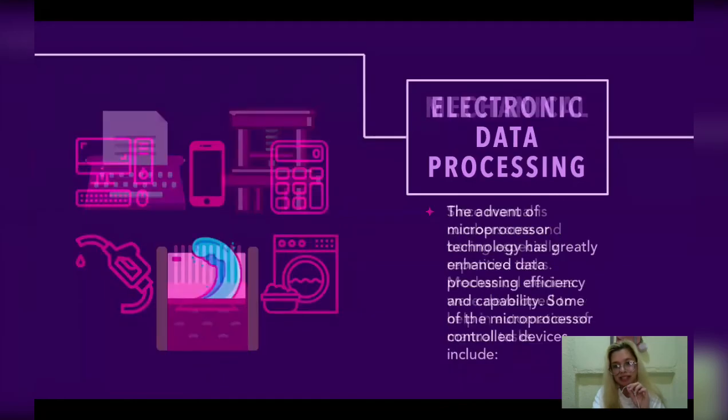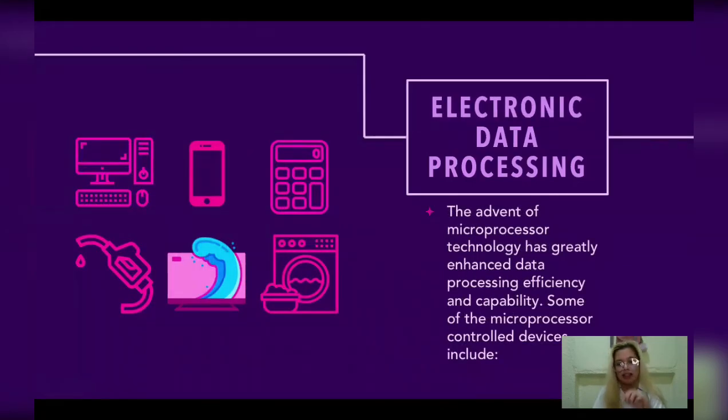Okay, so the next one is electronic data processing. For a long time, scientists have researched how to develop machines or devices that would simulate some form of human intelligence during data and information processing. This was made possible to some extent with the development of electronic programmable devices such as computers. And the advent of microprocessor technology has greatly enhanced data processing efficiency and capability. Some of the microprocessor controlled devices include computers, mobile phones, calculators, fuel pumps, modern television sets, and washing machines, etc.